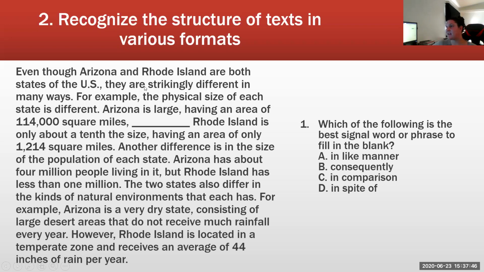So if we plug that in, Arizona is large, having an area of 114,000 square miles. In comparison, Rhode Island is only about a tenth the size, having an area of only 1,214 square miles. So C is the correct answer because it compares the two. It's not a cause and effect of consequently or in spite of, and it's not similar with A of in like manner.